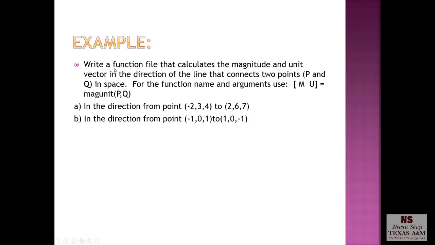Next example, write a function file that calculates the magnitude and unit vector in the direction of the line that connects 2 points P and Q in space. For the function name and arguments, use mu, which are the two outputs, equal mag unit of P, Q. So we have 2 points. First part is connecting negative 2, 3, 4 to 2, 6, 7, and second part from negative 1, 0, 1 to 1, 0, negative 1.